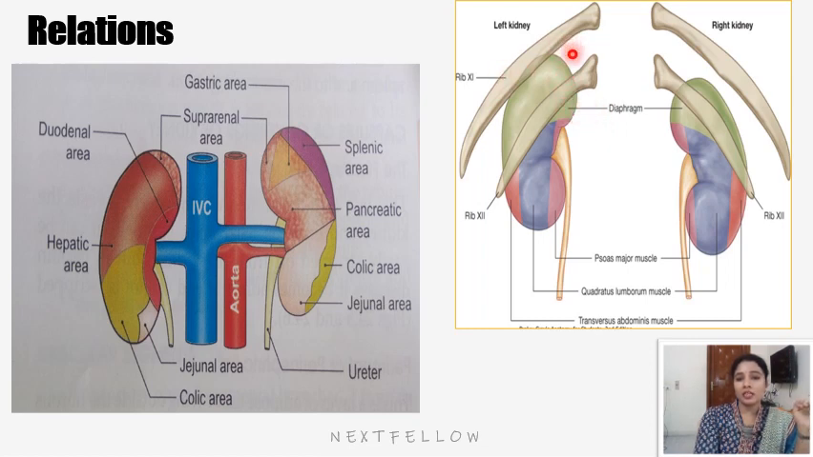And it is related to the psoas major. We can see here the impression of psoas major, which is near the hilum posteriorly. And lateral to the psoas major, this blue colored area is the quadratus lumborum muscle.